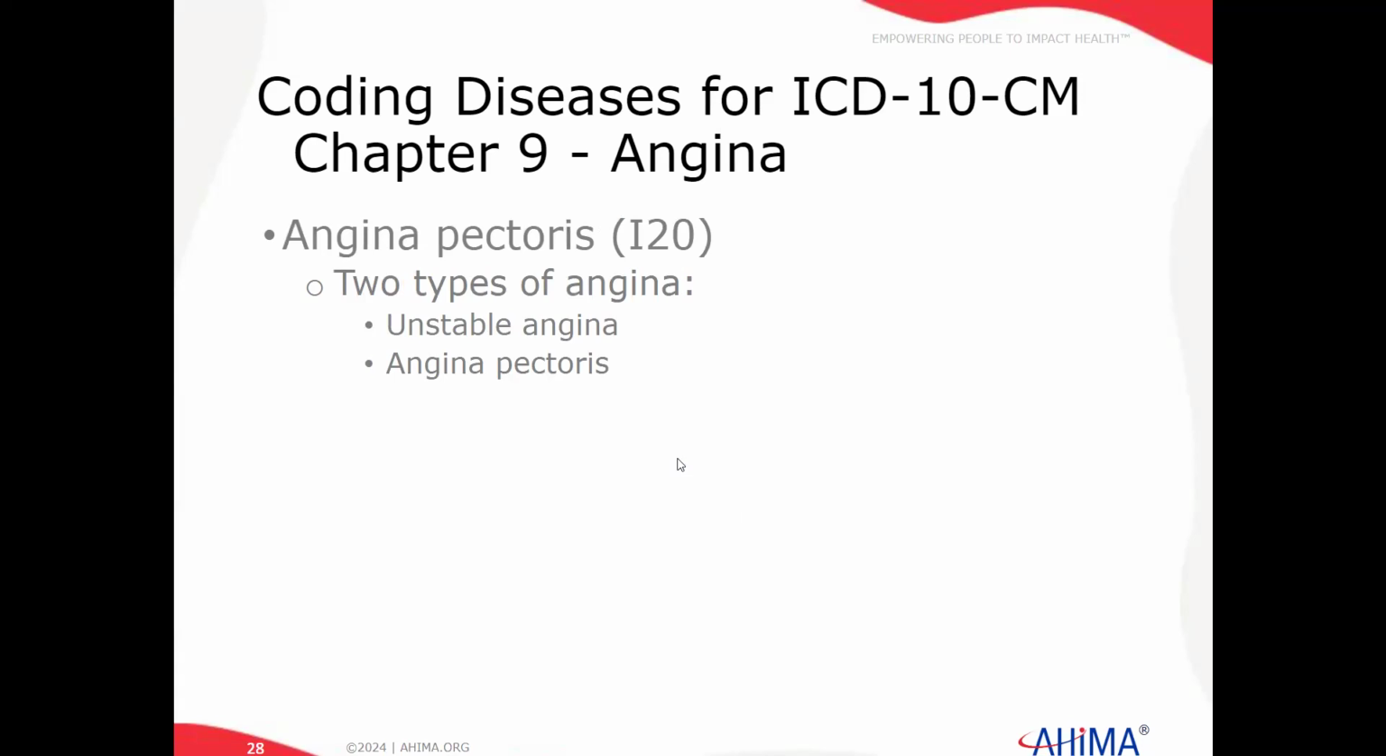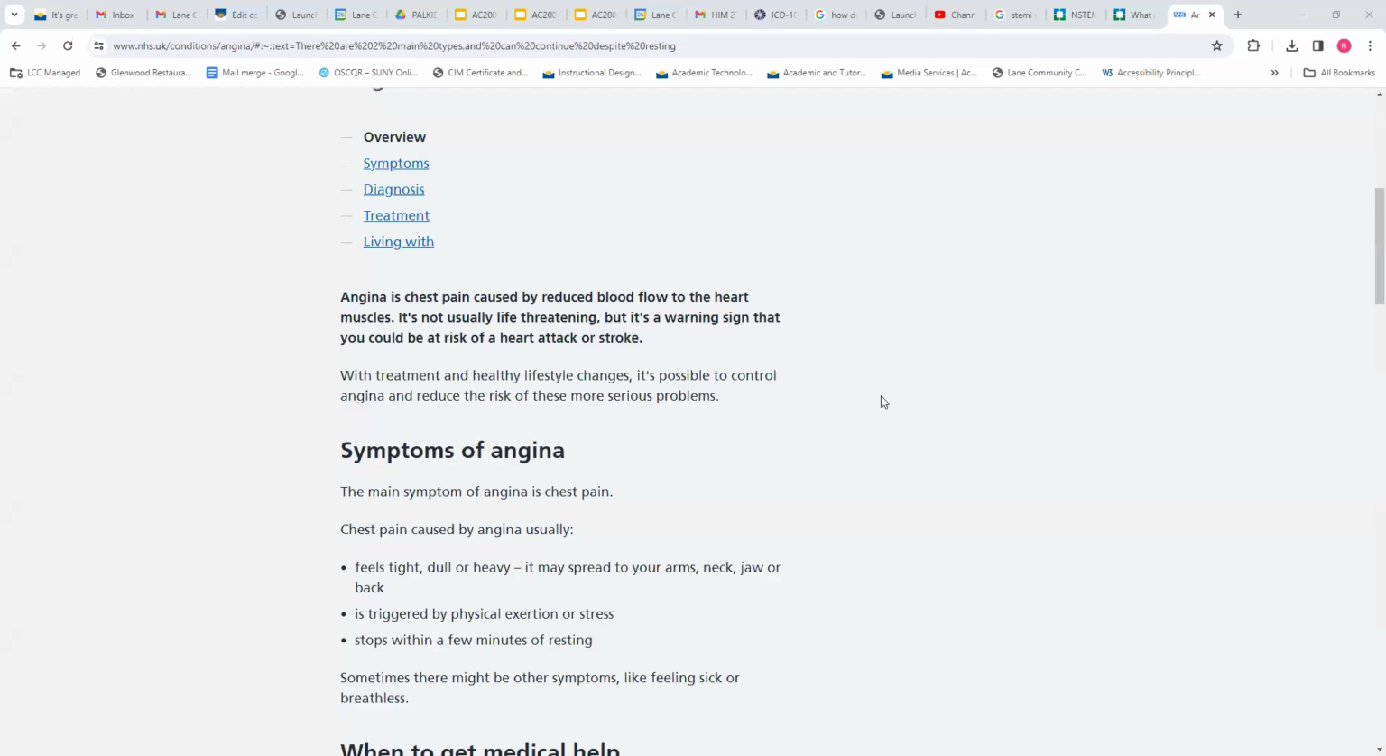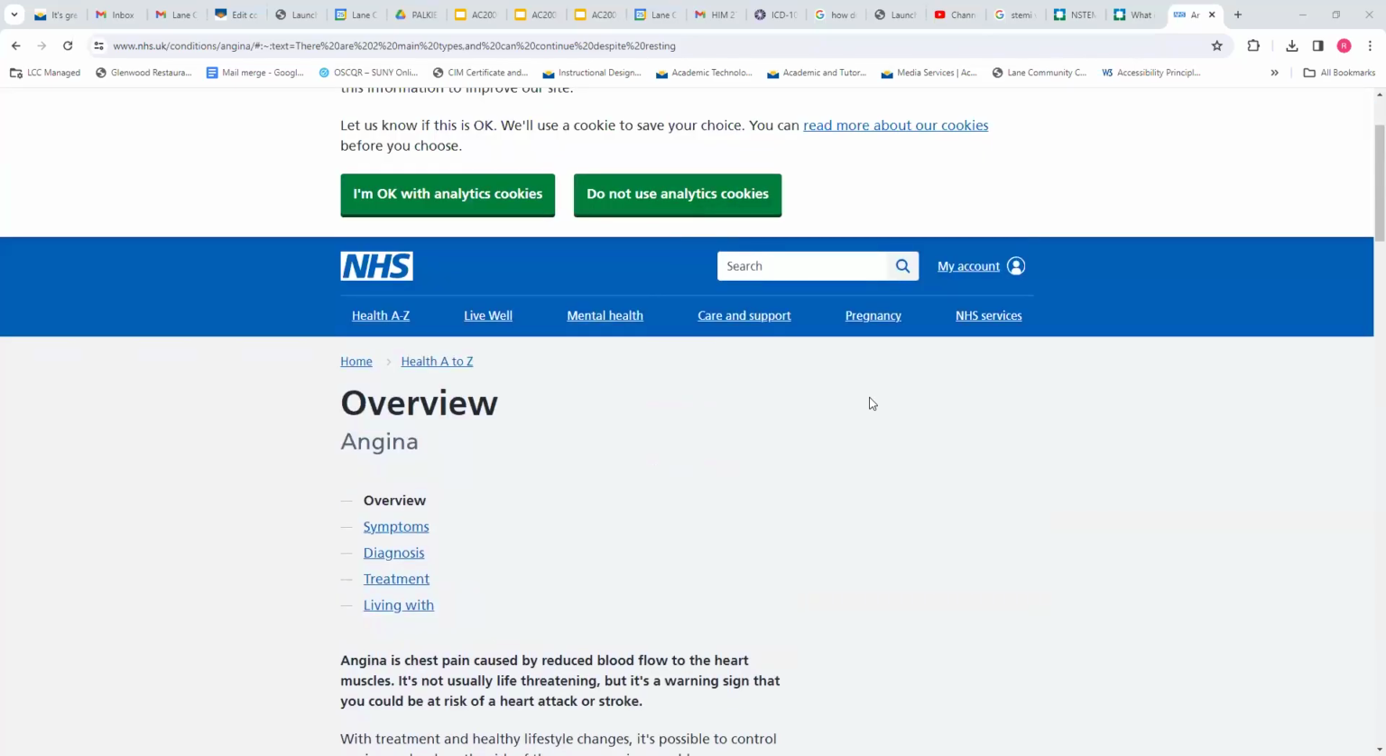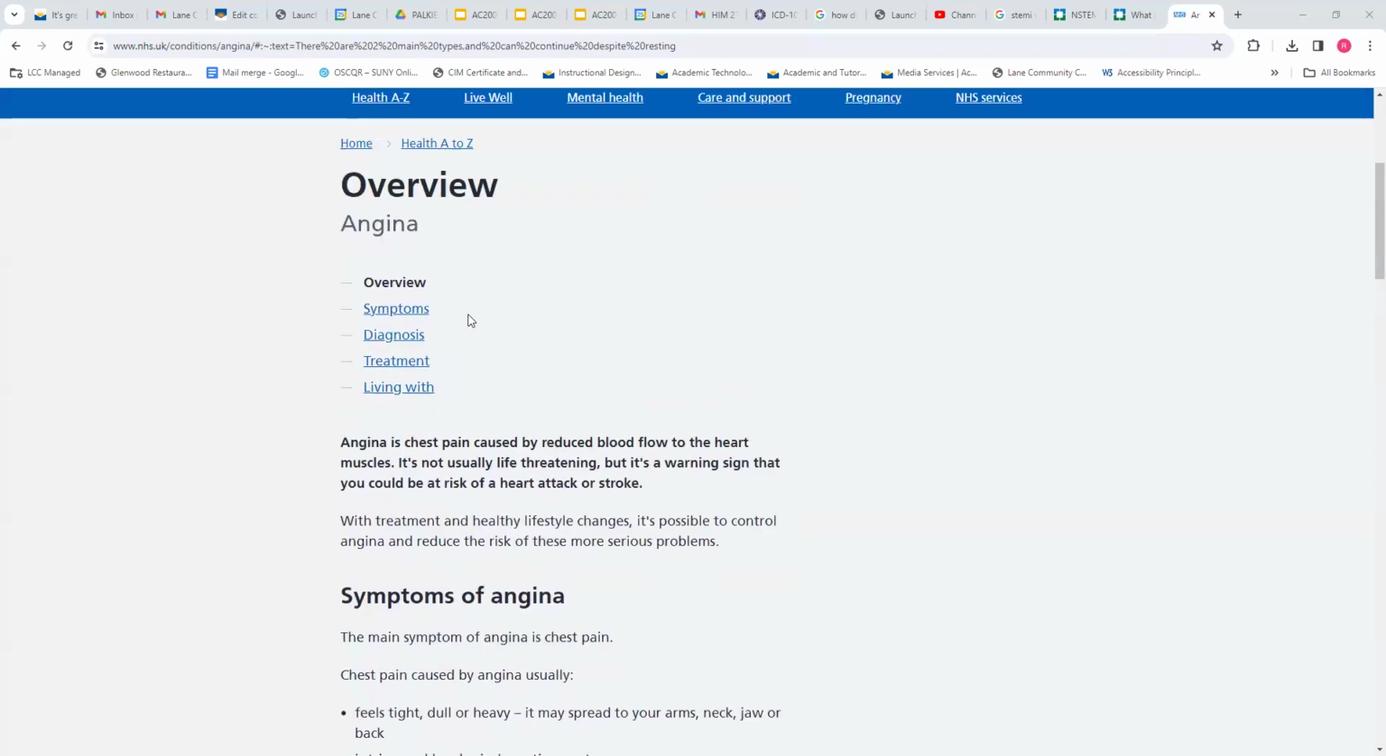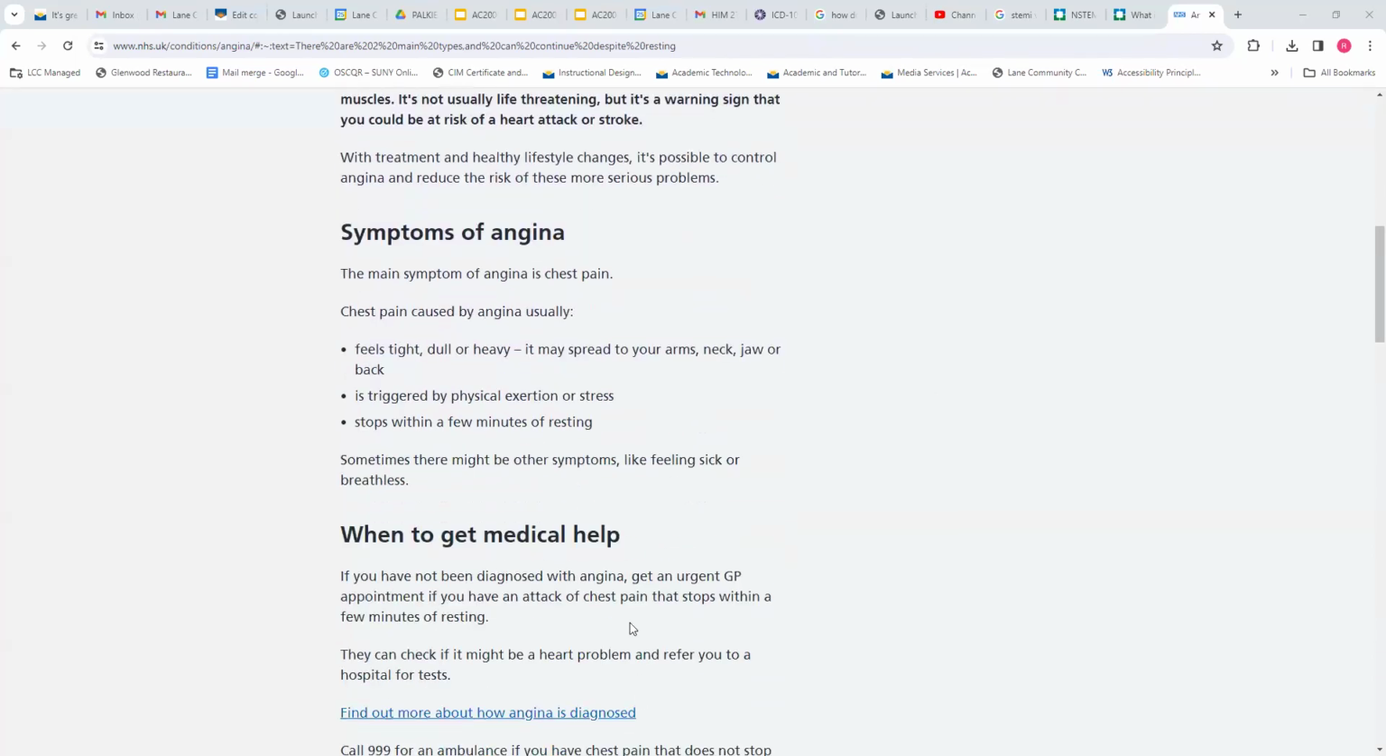And again, we have two different types of angina broadly. This is chest pain: unstable angina and angina pectoris. You may want to Google these terms. In fact, I think I will show you some resources on this right now. And this comes from the National Health Service of the United Kingdom, and you can see some of these things here. It gives you some good information about angina, signs, symptoms, diagnosis. And angina, as we talked about globally, is chest pain, right?